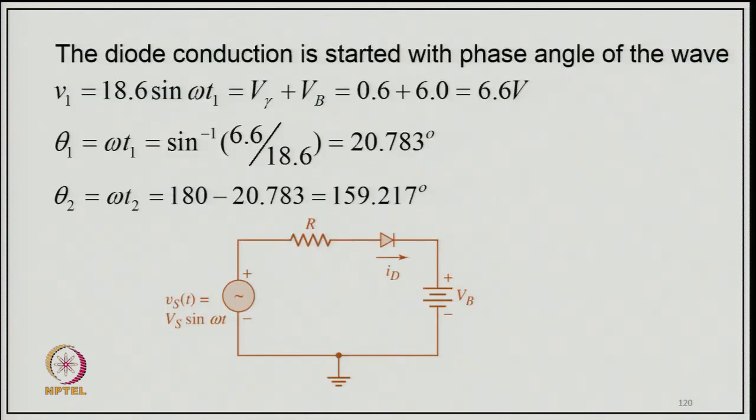And now diode conduction starts where Vs equals 18.6 sin omega t equals V gamma plus Vb, that is 0.6 plus 6, 6.6 volt, that is where it starts conducting, and theta 1 will correspond to that. We can find out from the sine wave this becomes 20.78 degree where the diode starts conducting, and theta 2 where the diode ceases conduction will be 180 minus the same angle 20.78 degree, that is 159.217. So, during this period, 159 minus 20.78, only this diode will conduct.